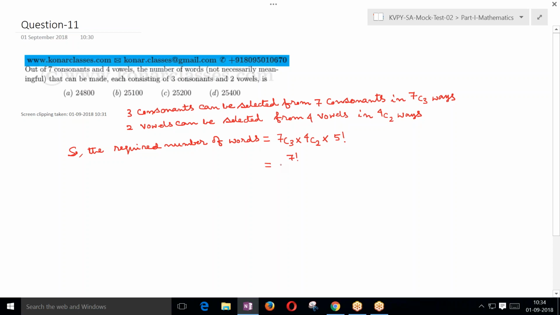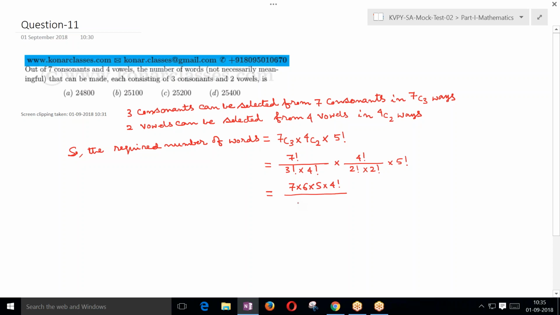It is 7 factorial divided by 3 factorial into 4 factorial into 4C2, which is 4 factorial divided by 2 factorial into 2 factorial, and 5 factorial is 5 factorial here. So let's simplify. You see the way I'm simplifying, otherwise I could have written the result, but it is better to know how to simplify. 7 into 6 into 5, and after that I will not continue. I will write 4 factorial because that will get cancelled with the 4 factorial in the denominator.